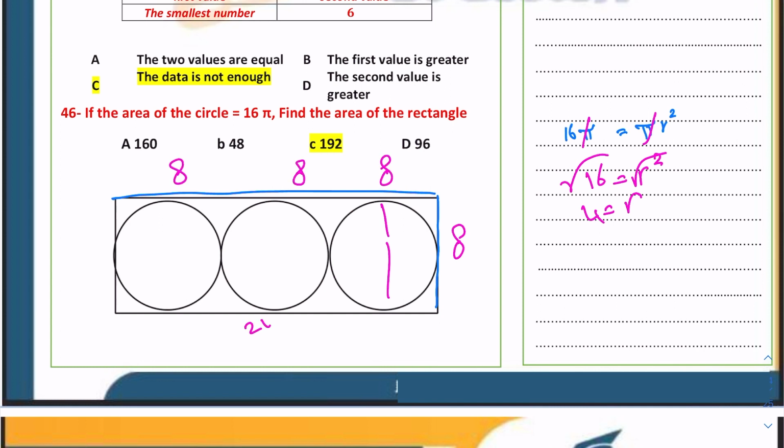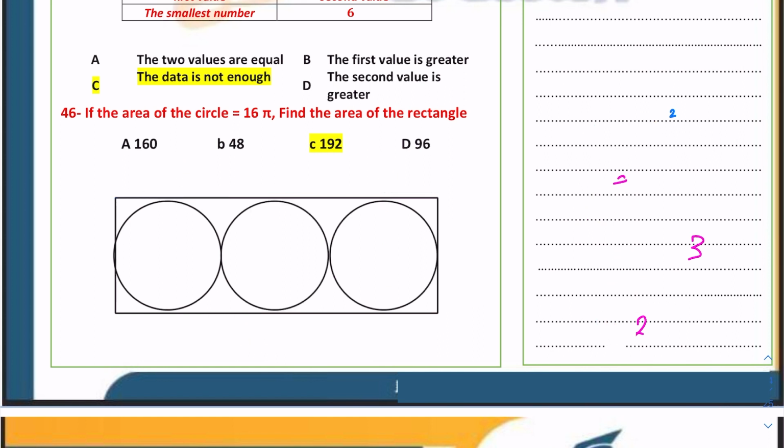Now I will multiply 24 by 8. 24 times 8. 4 times 8, 32. 2 and carry up 3. 2 times 8, 16, and 3 is 19. 192. This is the area of the rectangle.